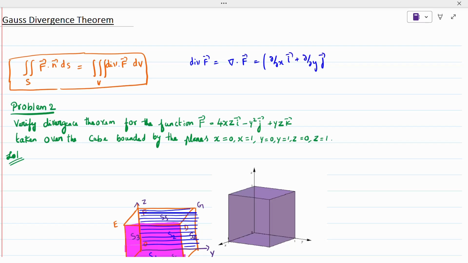This is my del. If it is given in the question as f, we have to multiply this. So when Gauss divergence is given for a problem to verify Gauss divergence theorem for a function f taken over the cube bounded by the planes x equal to 0 to 1, y equal to 0 to 1 and z equal to 0 to 1. This is our cube bounded by 0 to 1. All the boundaries are 1, so the cube will be like this shape.